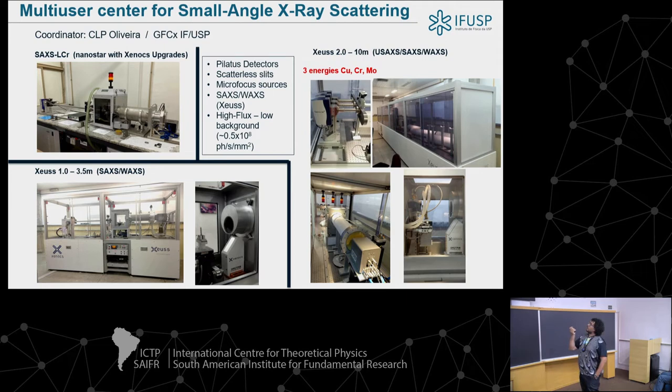In particular for this machine, Xeuss 2.0, which is 10 meters long, we can go up to very low angles, which means that we can measure very large systems or very, very large particles close to the micrometer size. Also, for this machine, we have three tubes, copper, chromium, and molybdenum, which gives some flexibility in energy change when this is needed.